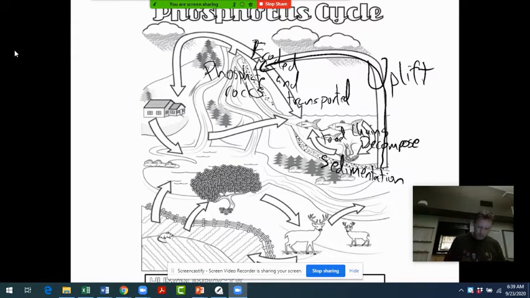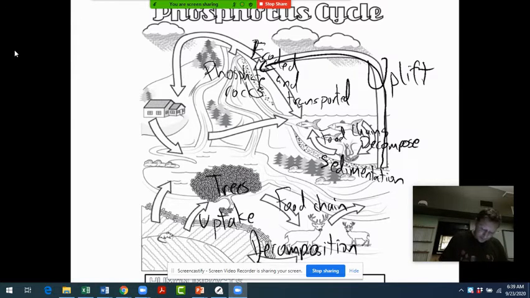Other natural ways, you'll see uptake from the soil into trees. You'll see it passed again along the food chain from animals to trees to animals back to the soil. That would be decomposition if an animal is giving phosphorus back to the soil. We're not going to worry about this arrow right here. And then save these two on the left-hand side here because humans do interrupt the phosphorus cycle.